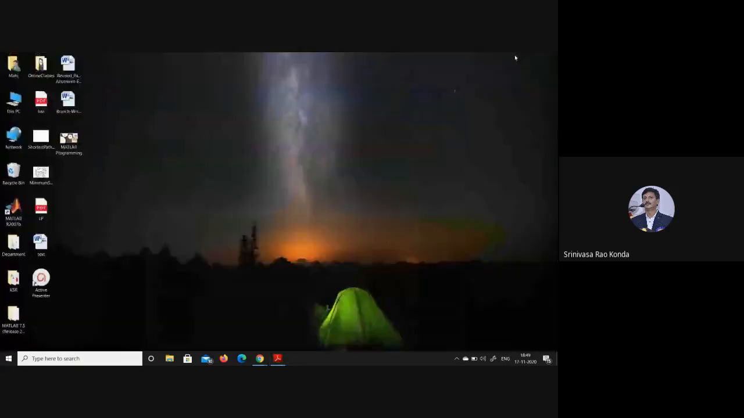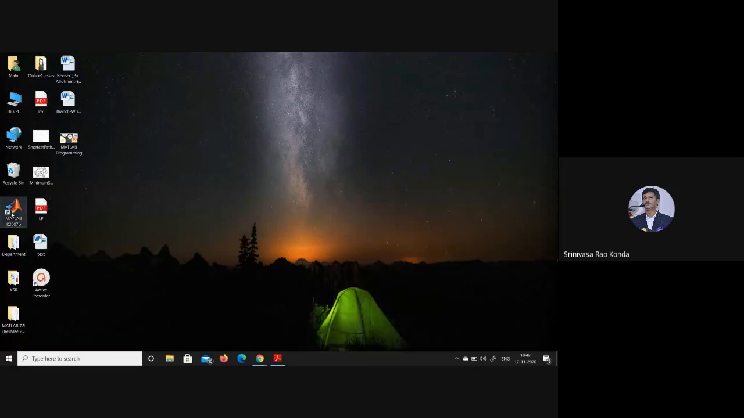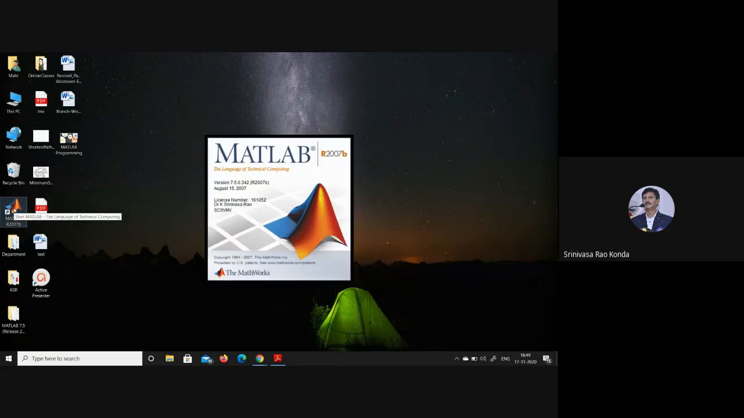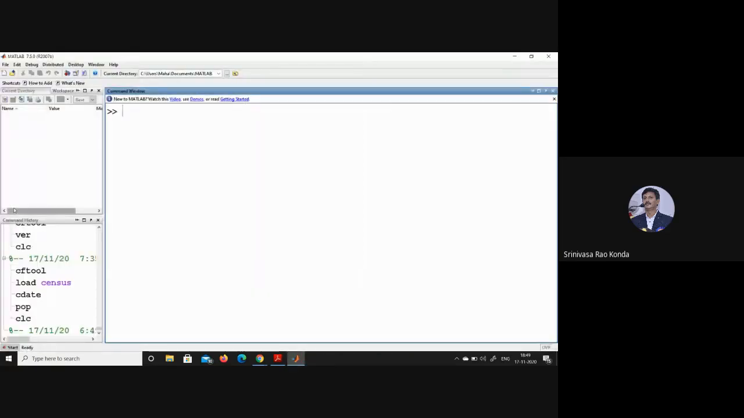So you see my desktop. On the desktop there is an icon. This is the MATLAB icon. It indicates that MATLAB is installed in my system. If you double click, one window will be opened. This window is called the MATLAB desktop. Here there is a double greater than sign and the cursor is blinking. So MATLAB is ready to accept our commands.